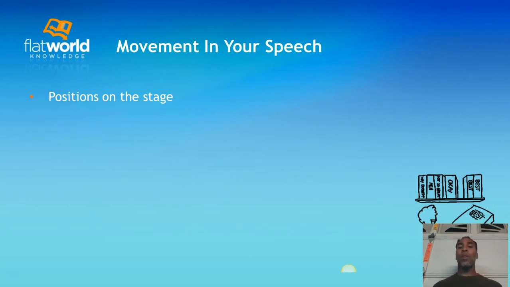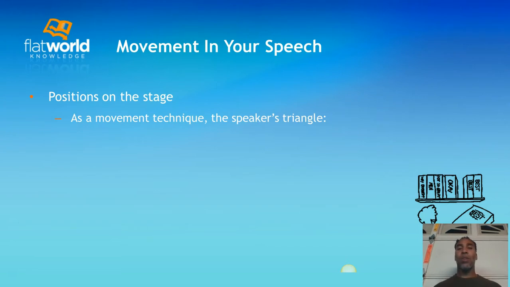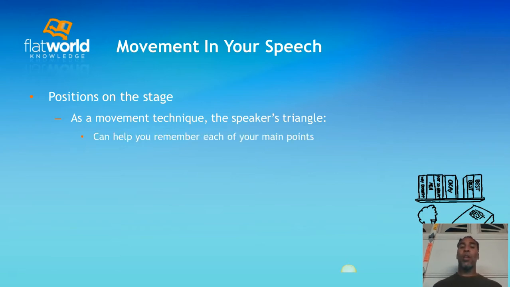Movement in your speech, so positions on the stage, like I talked about a comedian moving around. It's the 1, 2, 3 approach, right? You move from 1 to 2, 2 to 3, and then back to 1. As a movement technique, the speaker's triangle can help you remember each of your main points, because if you move from 1 to 2, that's your transition. Oh yeah, I remember this is what I need to say in bubble 2, and then I move over to bubble 3. This is what I need to say in bubble 3.